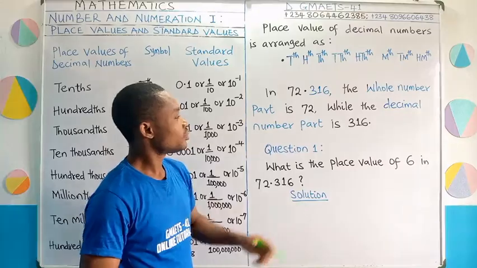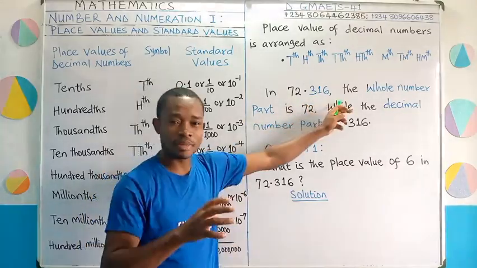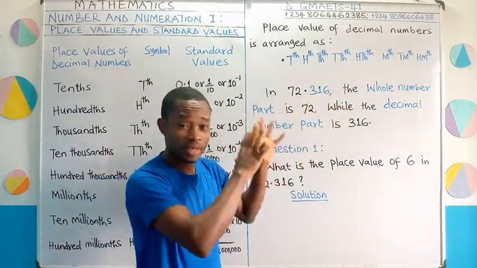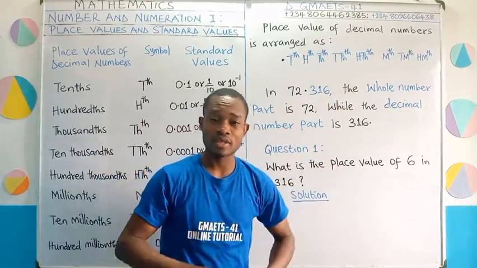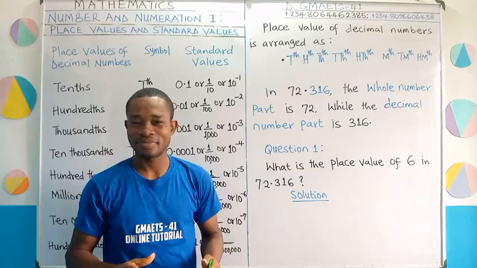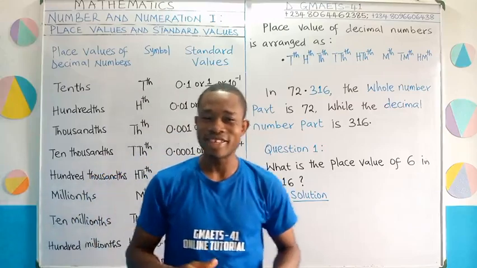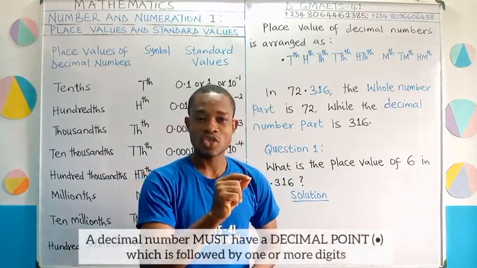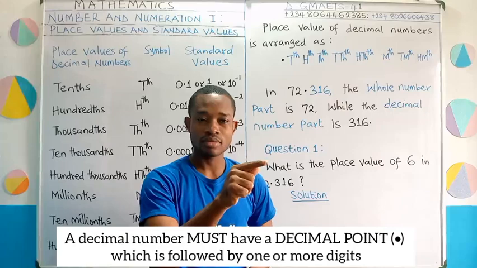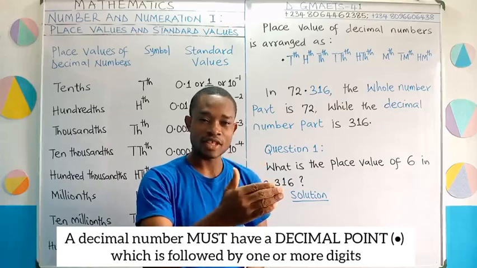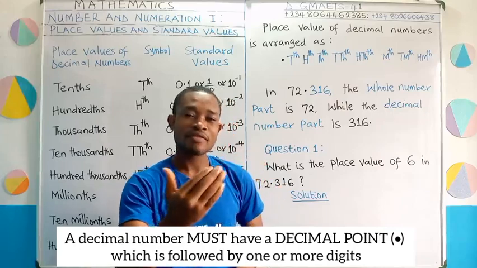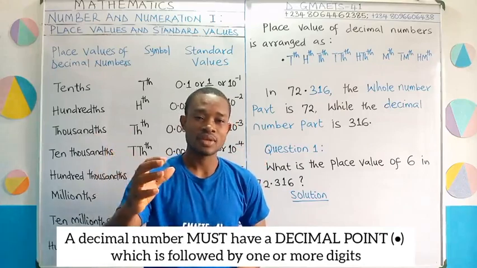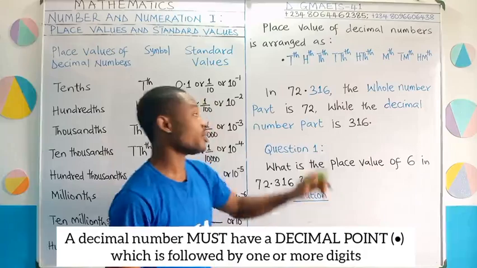72.316. This is a decimal number. So how do we identify a decimal number? Simply, you must see a decimal point. And then after the decimal point, you have digits. You have what? Digits after it.